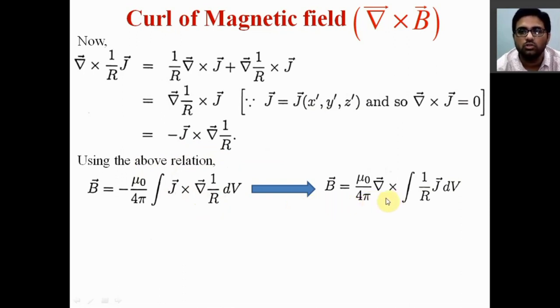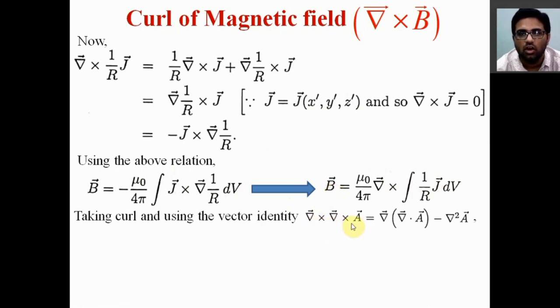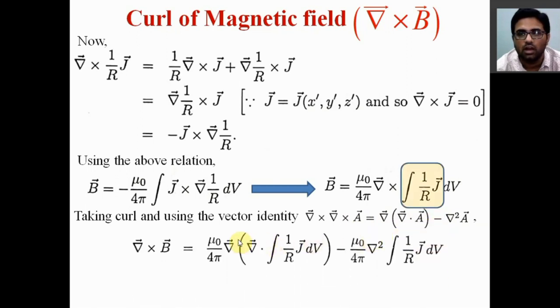Now here you should note that we have pulled out the del cross operator. So this is allowed because del operation is with respect to field point coordinates and the integration is over source point coordinates. Now if we take curl on both sides and using this vector identity of curl curl A is equal to grad del dot A minus del square A, we get this form of curl of magnetic field.